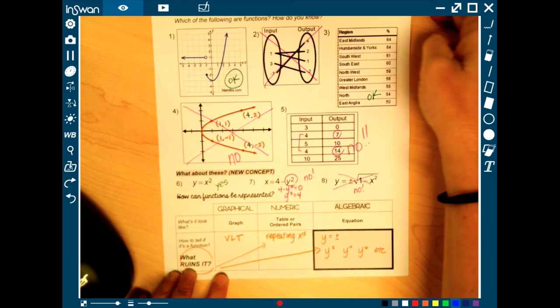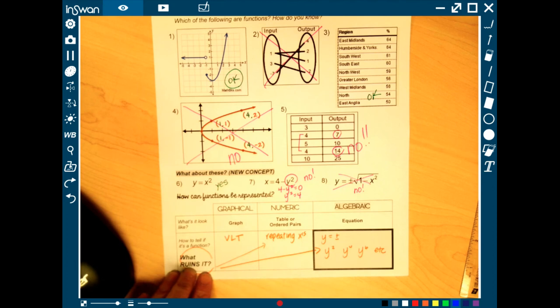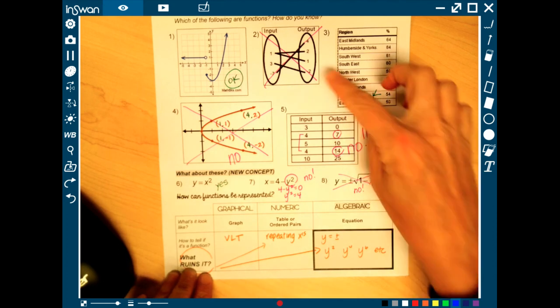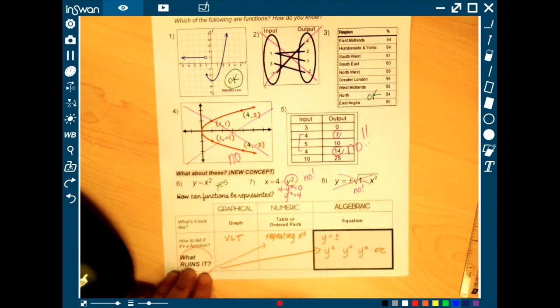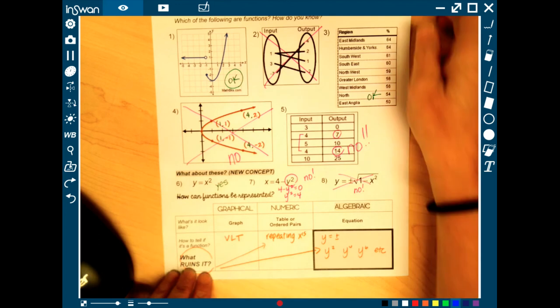Okay? So it's important that you be able to take a look at something no matter what form it's in, whether it's a mapping or a table or a graph or an equation, and you can be able to determine if it's a function.